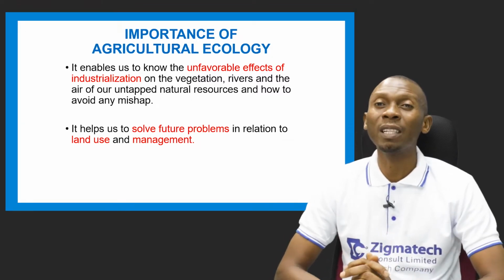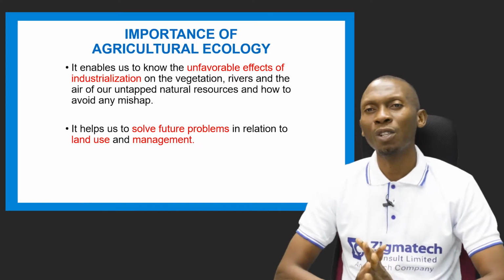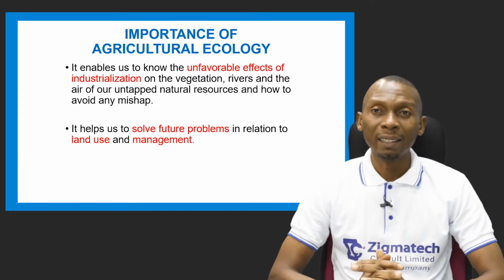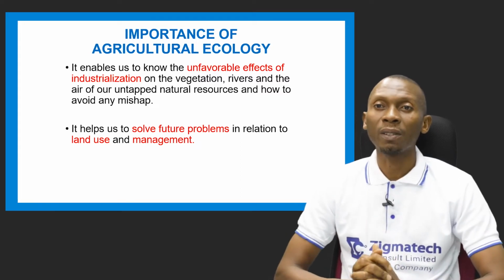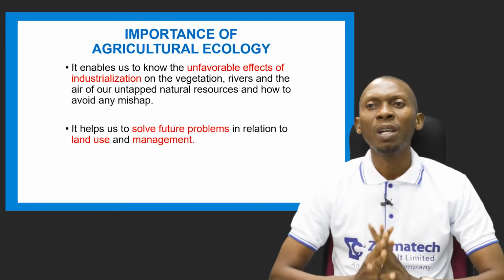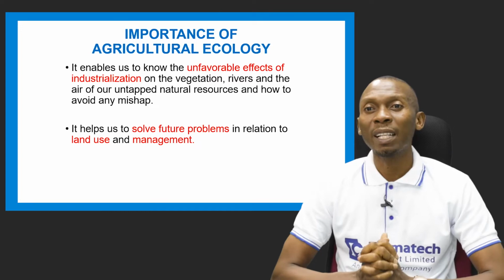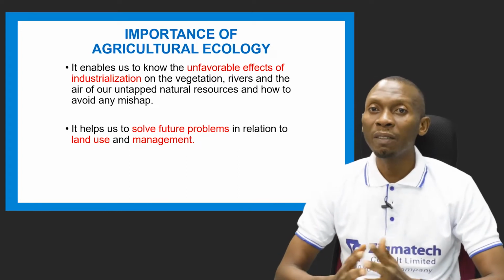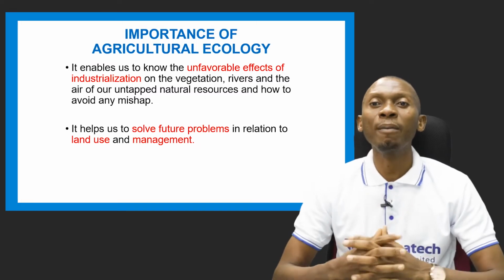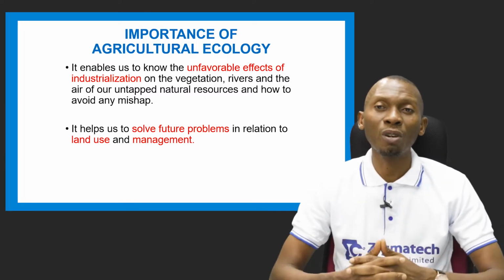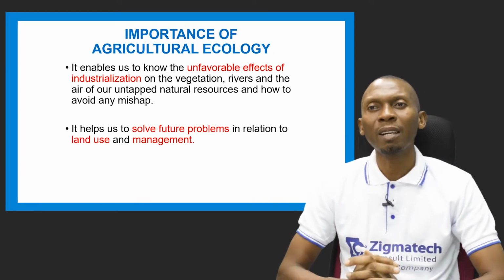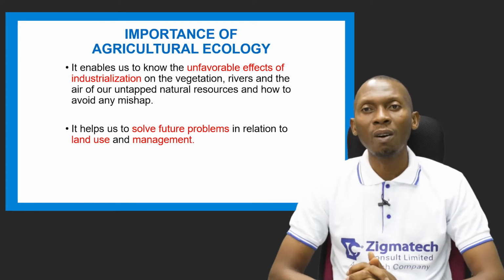it's also important in the fact that it enables us to know the unfavorable effects of industrialization. Now, of course, when you talk about industrialization, we're talking about release of gases that are not friendly to the ecosystem, and so the effect of this industrialization on vegetation, rivers, and the air of our untapped natural resources, and how we are able to avoid any future mishap that may occur as a result of this industrialization. So that's another importance of agricultural ecology.